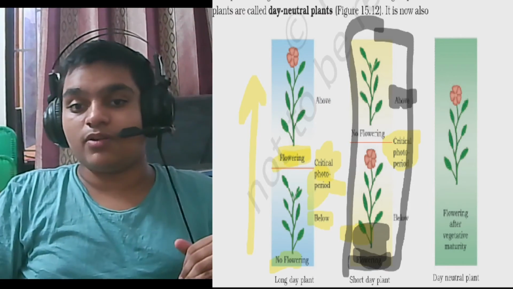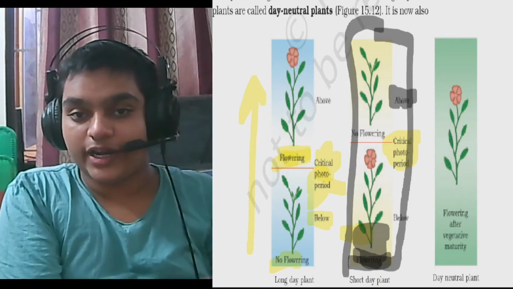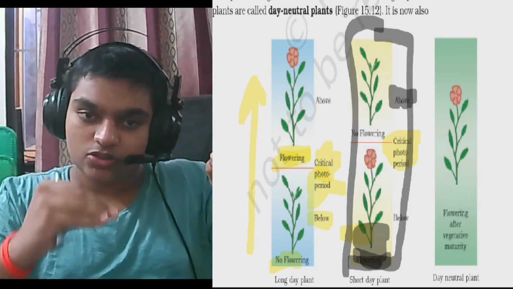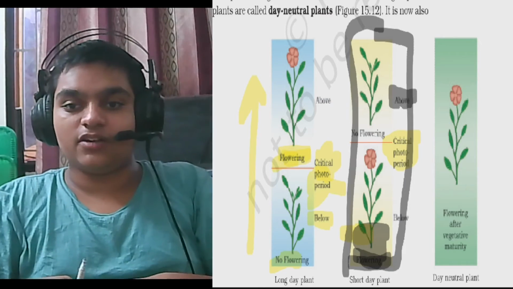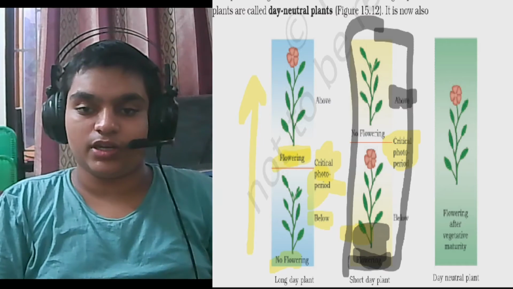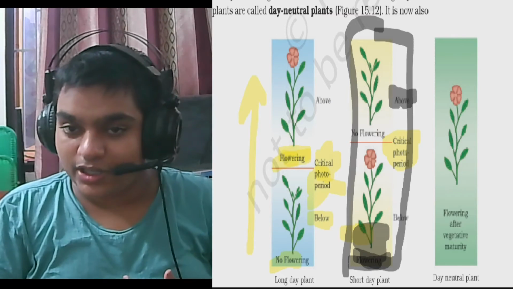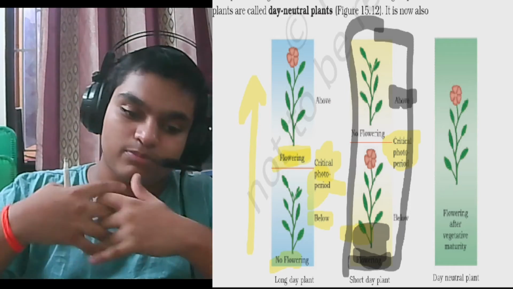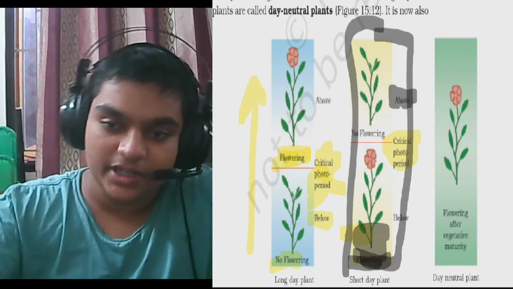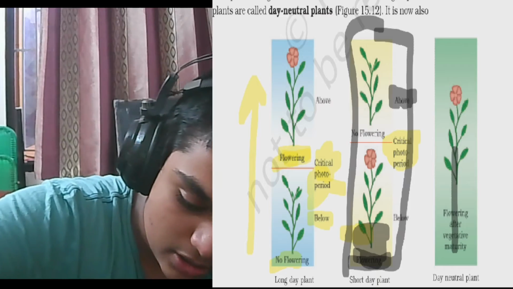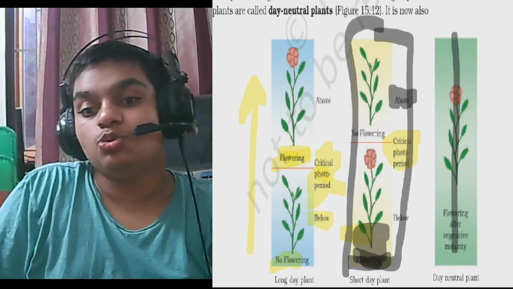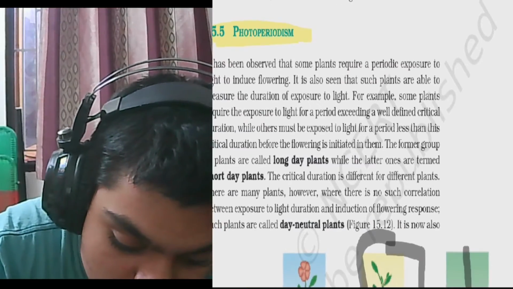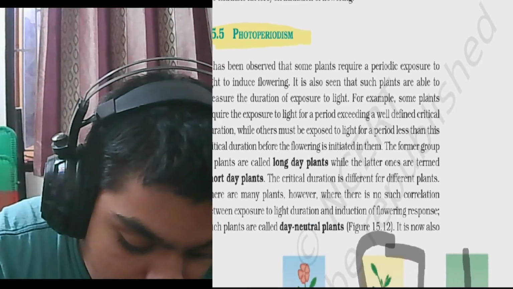Or try to remember flowering. If they are exposed to more light only, there is flowering in long day plants. If they are exposed to a short period of light, or below the critical photoperiod only, they flower. Those are called short day plants, and flowering is seen any time after vegetative maturity in the day neutral plants.